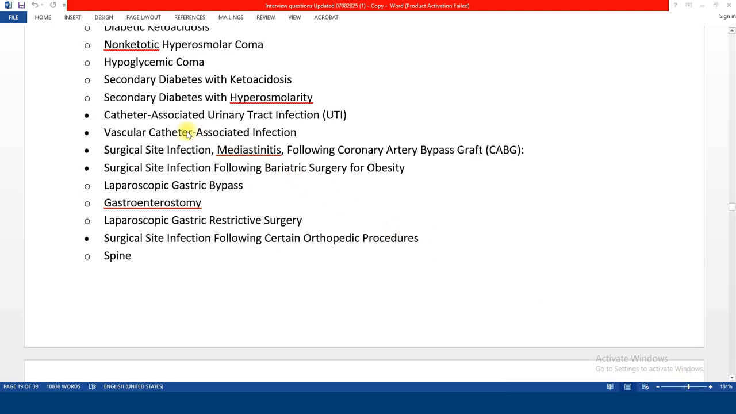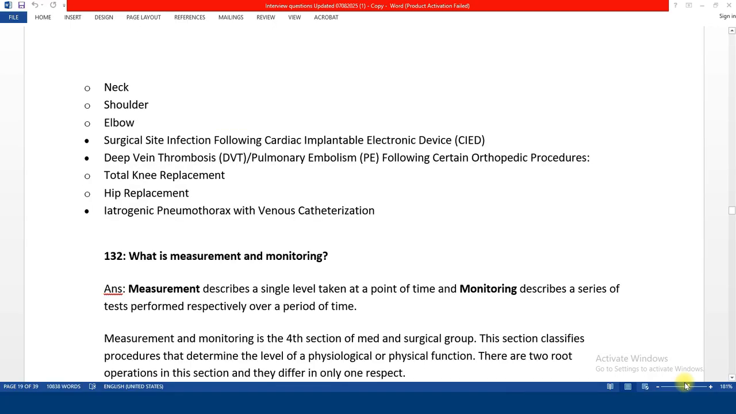It also includes vascular catheter associated infections, gastroenterostomy, laparoscopic gastric restrictive surgery, surgical site infection following certain orthopedic procedures. These are all HAC conditions, hospital acquired conditions, and also procedures related to neck, shoulder, elbow and so on.